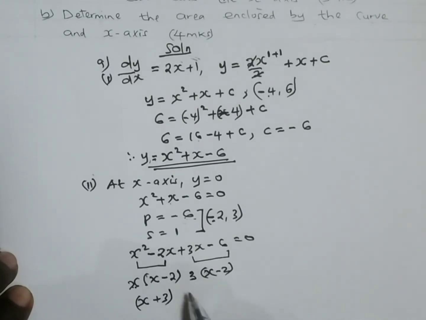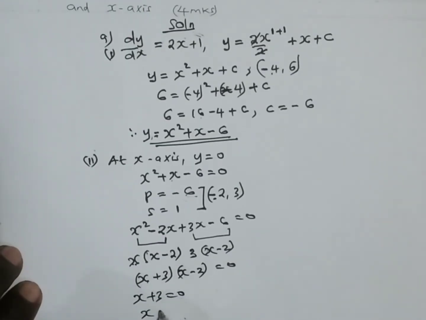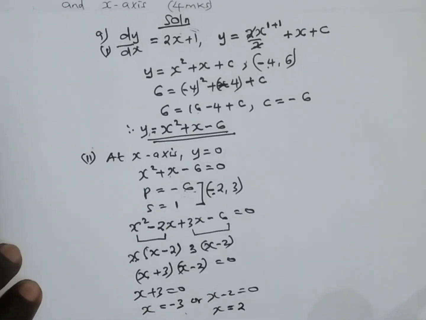We pick one of the brackets, x minus 2, and this one is going to be equal to 0. Having done that, we can now pick the first bracket, that is x plus 3, we equate to 0. If you take positive 3 to the other side, x is going to be equal to negative 3. Then, we take x minus 2, we equate to 0. If you take minus 2 to the other side, the value of x is going to be positive 2.